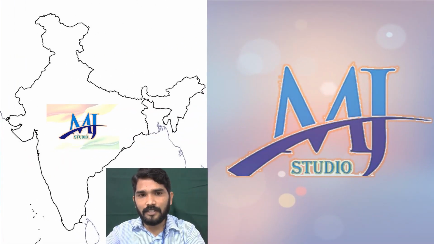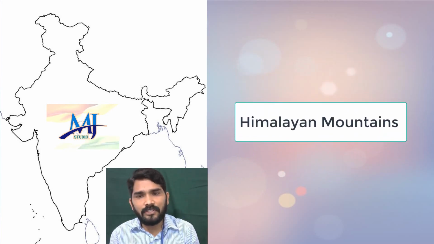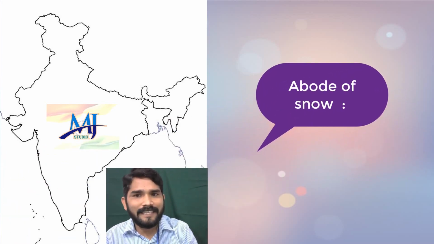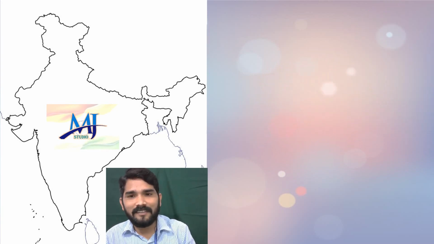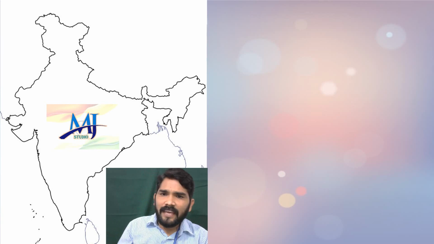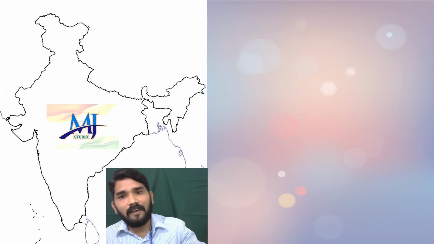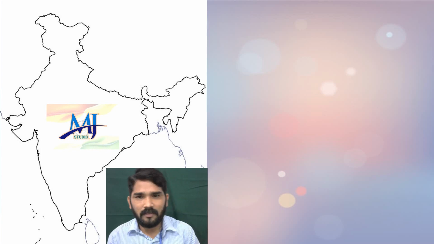Today we shall try to learn about Himalayan mountains. The Himalayas, which literally mean the abode of snow, is the youngest and the highest range of fold mountains in the world. And in India, they extend from east, the borders of Myanmar, to where the Indus divides it from the Hindu Kush and Karakoram ranges, covering a distance of about 2,500 kilometers.